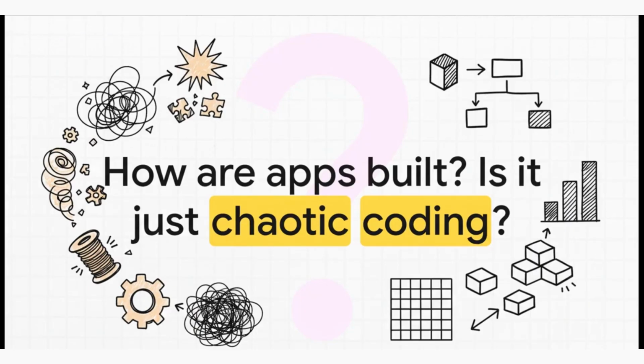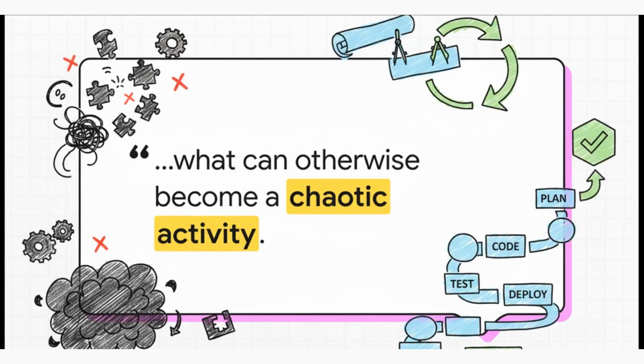I mean, it's a fair question, right? From the outside, it can look like magic, or maybe a little more realistically, just a blur of frantic typing and energy drinks. But is that really how complex, reliable software gets made? Is it just pure chaos? Well, it turns out the experts agree. Without a solid plan, building software absolutely can become a chaotic activity. And that chaos leads to bugs, missed deadlines, and projects that just completely fail.